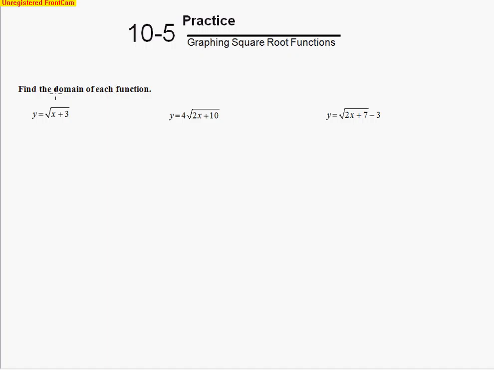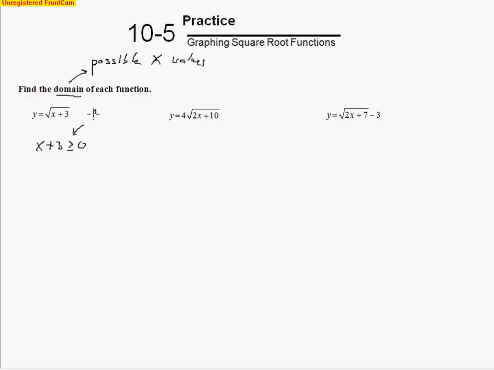So domain represents the possible x values. And so what we're going to do to find out what those possible x values are is, since we've got a radical sign, we are going to set x plus 3 greater than or equal to 0. Because if we're going to have a real number, we don't want x to make a value that's negative underneath the radical sign. So that's why we're setting it greater than. So this means that we are going to end up having a positive number or 0.